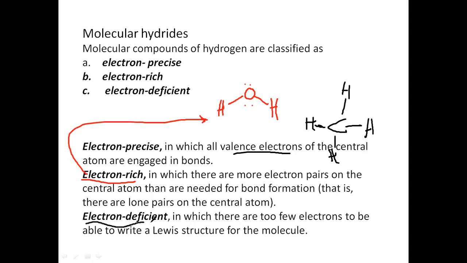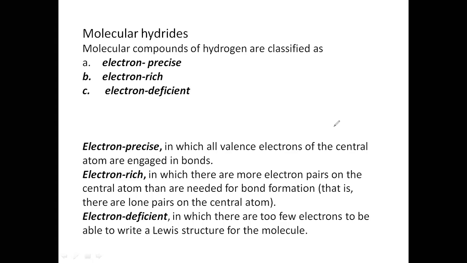Electron deficient: what is the meaning of deficient? What is the meaning of electron deficient hydrides? Electron deficient hydrides are those in which there are too few electrons to be able to write a Lewis structure for the molecule. So it is very important. How can we judge this, take an example, and understand it? For this, we will see the next point, so it will be easy for all to understand.